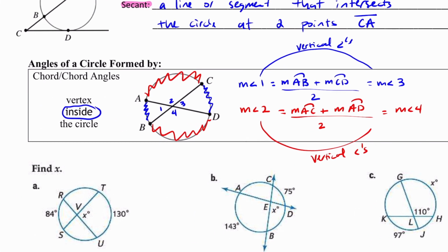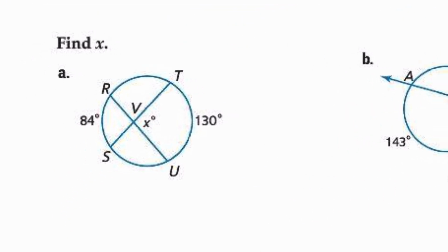Okay? Now, I just want to make sure that I'm clear. If we have chord angles, where the angles are inside of the circle, all you have to do is take 2 arcs and then divide by 2. So let's look at example A. Find x. I have a chord and another chord. The angles are inside. So let's find x.